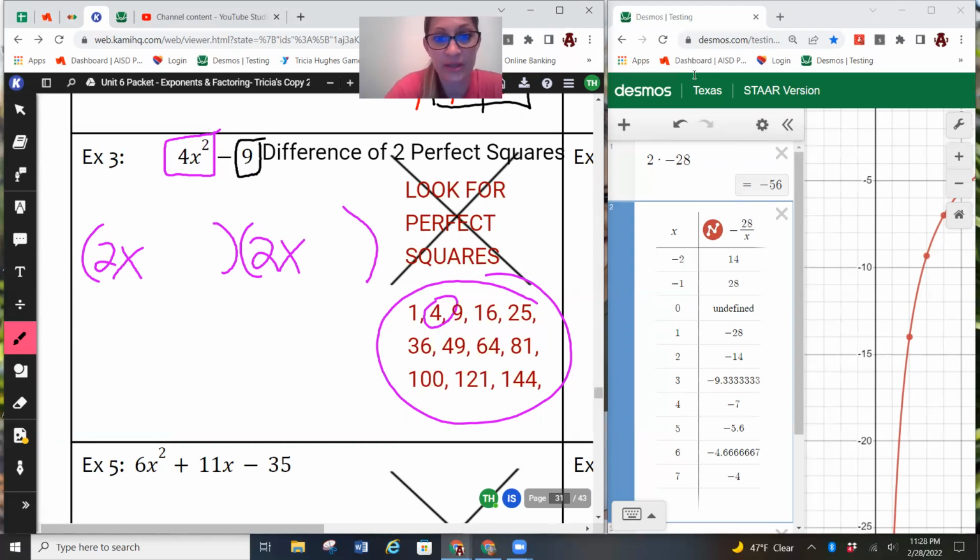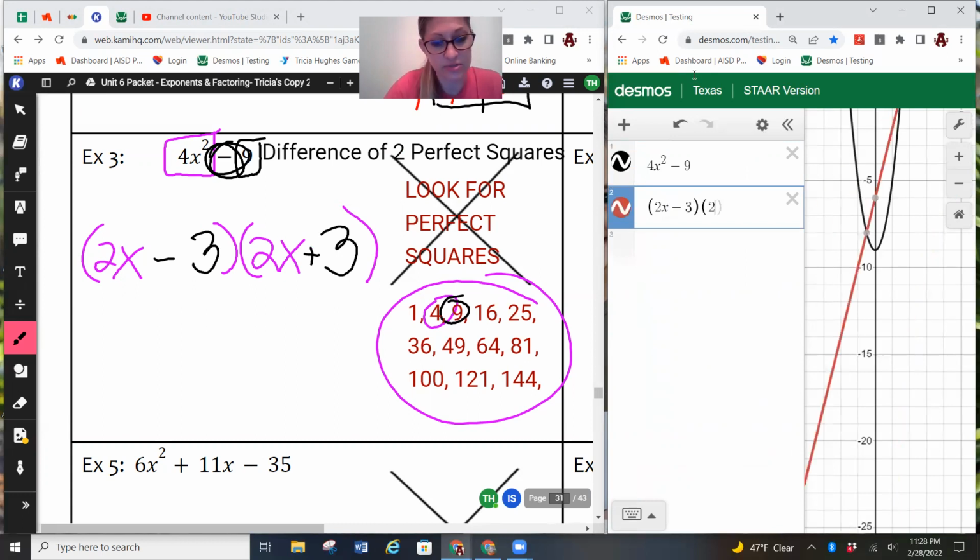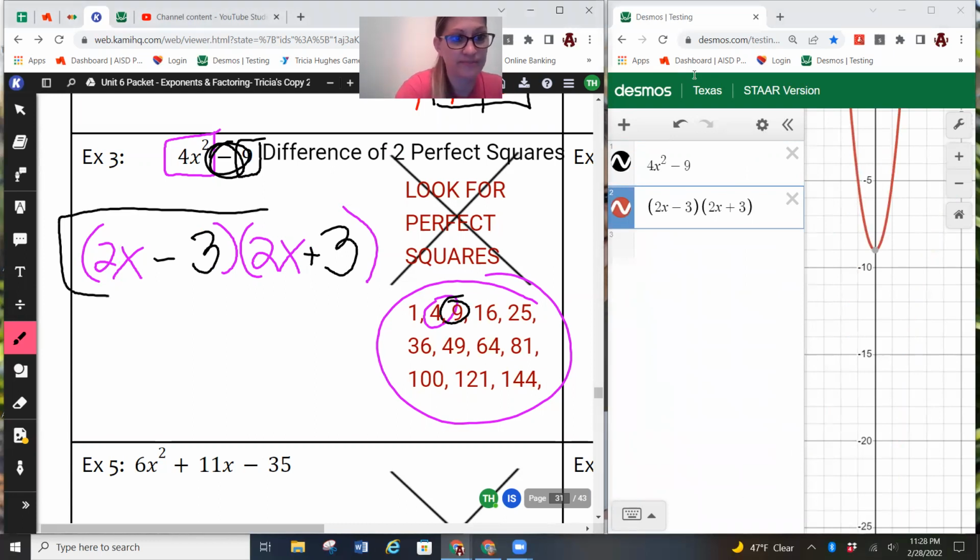Well, the only way to multiply to make 9, remember, here is the perfect square right there, 9 is 3 times 3. That's 9. But the thing is, it wants to have a negative 9. And the only way to multiply to make a negative is one's negative while one is positive. Remember, you're going to check your answers on Desmos. 4x to the power of 2 minus 9. There's your parabola. There's your quadratic. The factored version is 2x minus 3 times 2x plus 3. And those two match. And there you have it.